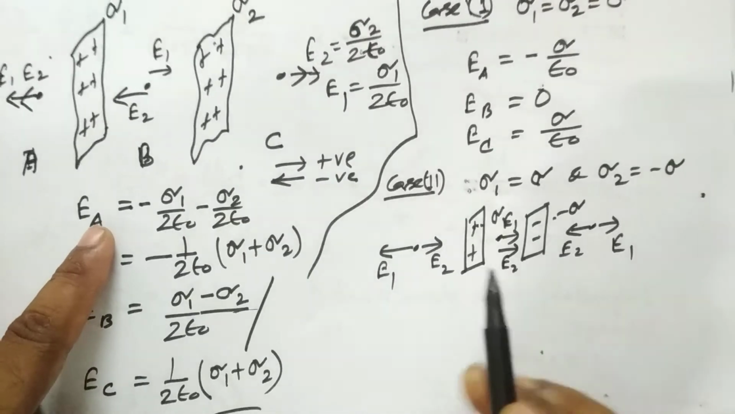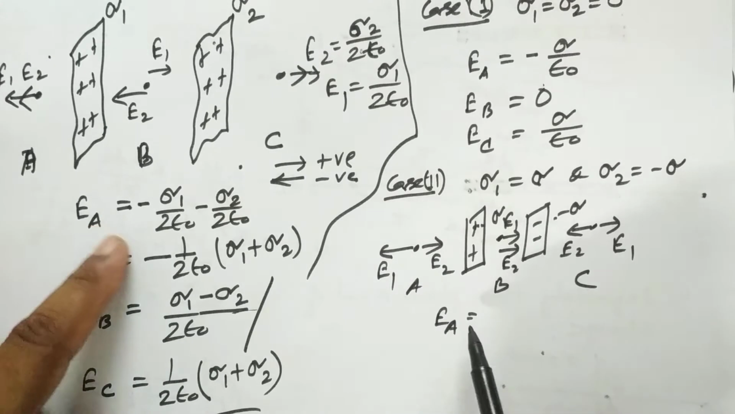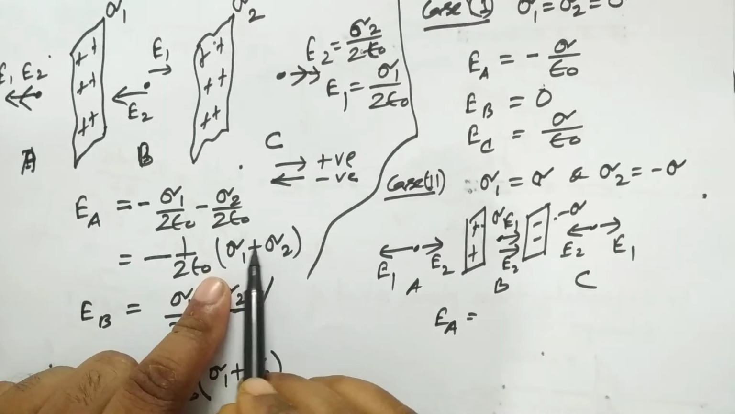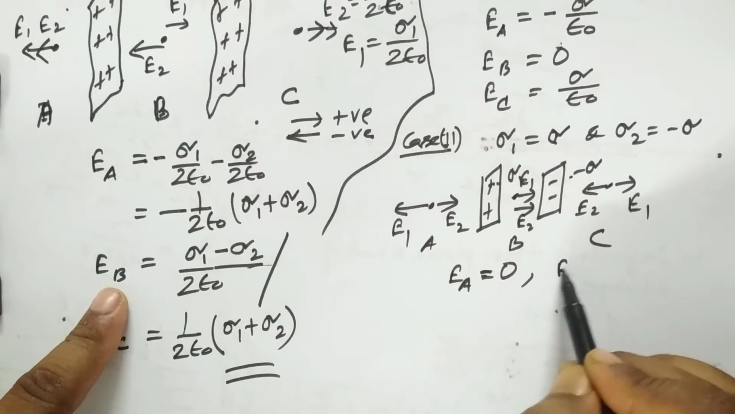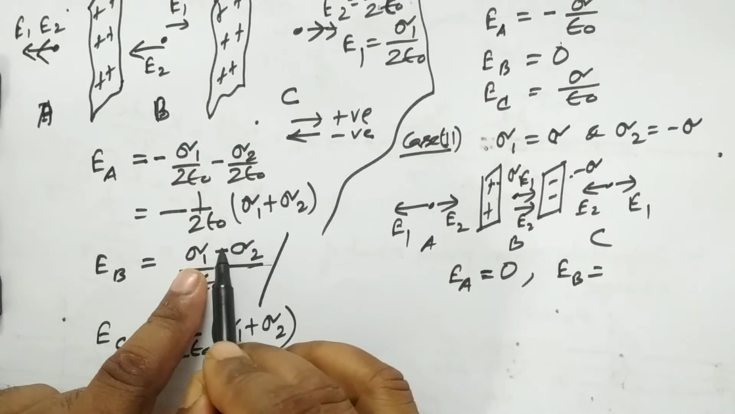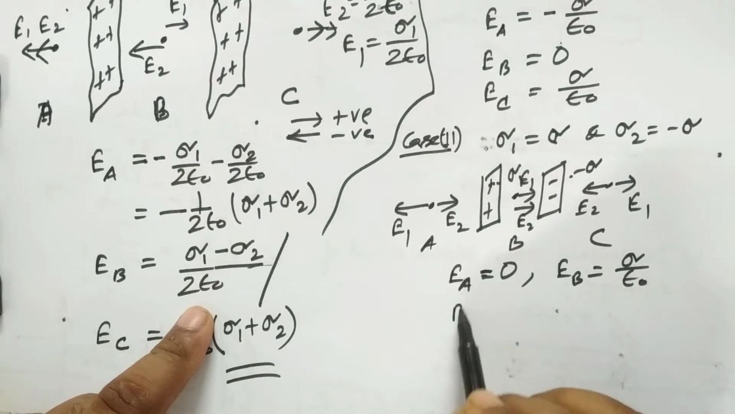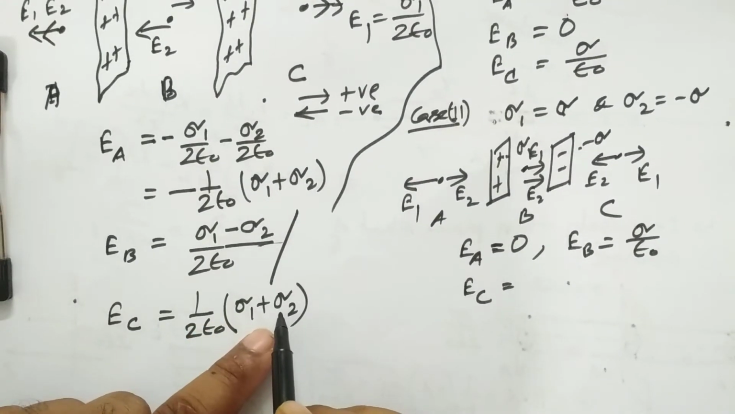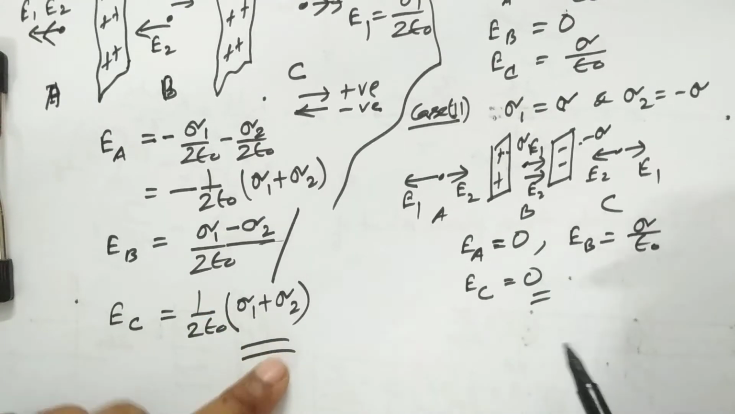Or we can use this particular situation to derive the final result for regions A, B, C. Electric field in A, sigma 1 is equal to sigma, sigma 2 is equal to minus sigma, that is sigma minus sigma. How much will it become? 0. In region B, sigma 1 is equal to sigma, sigma 2 is equal to minus sigma, minus and minus will make it plus, 2 sigma by 2 epsilon naught, that is sigma by epsilon naught. Electric field in region 3, sigma minus sigma will become again 0.